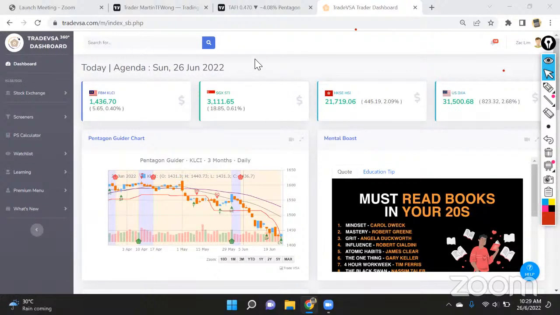Now, there are four counters currently in KLSE that are showing unusual volume, and they are coming from a downtrend. Some of them have actually already completed a reversal. So maybe you want to look for quick opportunity trades from there.